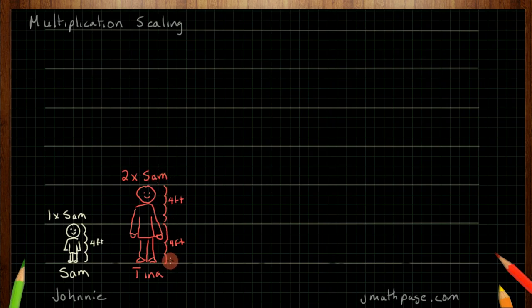All right? But how tall is that? Well, we know that Sam is just 4 feet tall, but Tina is 4 feet and 4 feet more, or 2 times as tall as Sam. Well, 4 feet and 4 feet more makes 4 and 4 is 8. So she is 8 feet tall. She's quite tall.